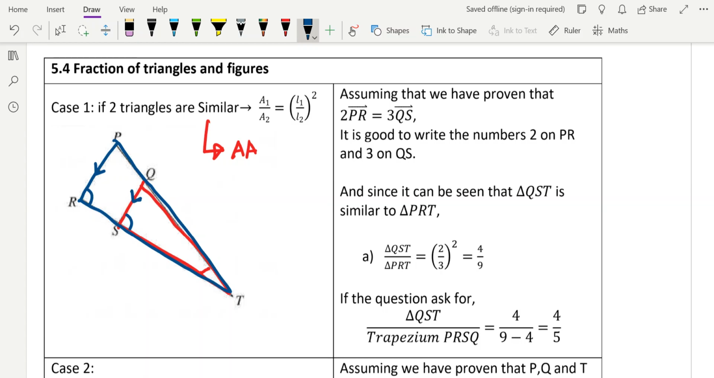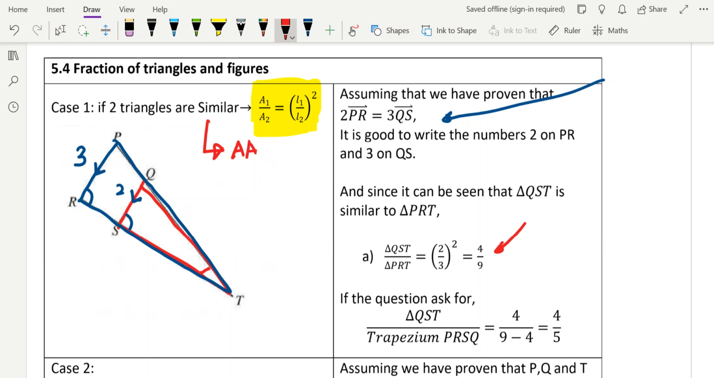Usually they will ask you to prove this by using the parallel property, the factorizing part. Once you prove that 2PR is equal to 3QS, it's good to write the numbers here, 3 and 2. Now I know that they are similar. Then remember the concept: if two triangles are similar, then the ratio of areas is L1 over L2 squared. So for this it is just 2 over 3 squared, which equals 4 over 9.